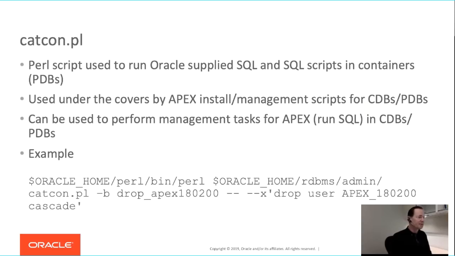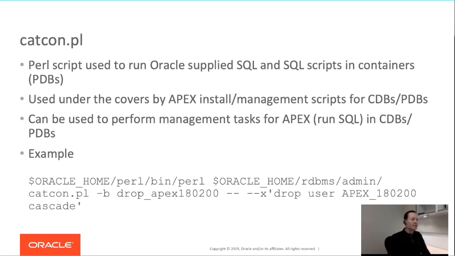Now there's a script called catconpl, and this allows you to run Oracle supplied SQL and SQL scripts in container PDBs. And when you have Application Express installed common in your CDB, you will use this script to manage your Application Express instance, so doing DBA tasks that you might have to do. This same script is used by the Application Express install scripts or patch scripts when we detect that you're connected to a CDB and you're running the installation. Under the hood, we're calling catconpl. But you also need to use this sometimes for management tasks.